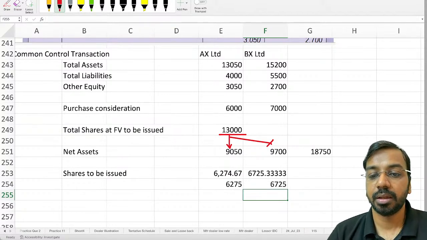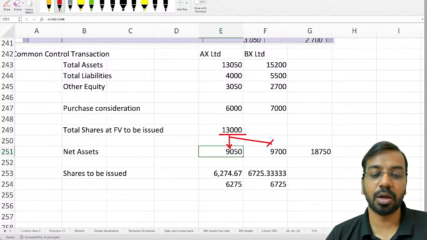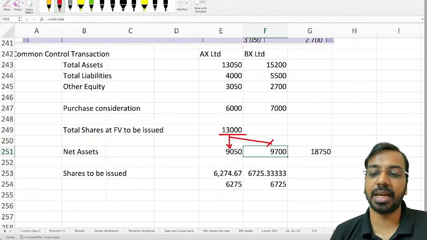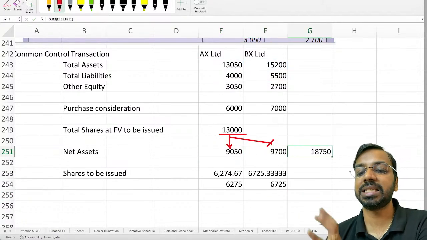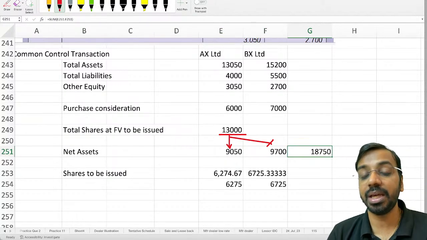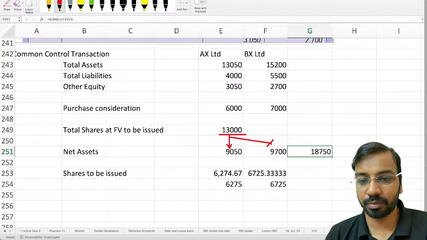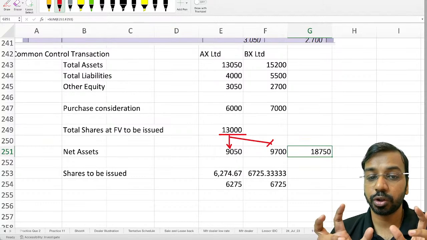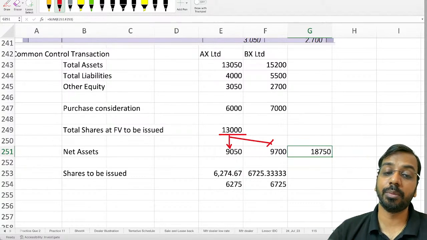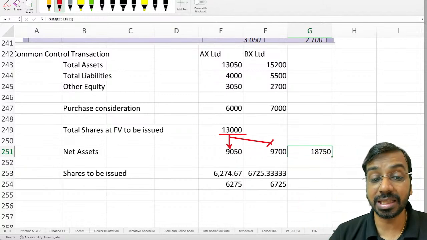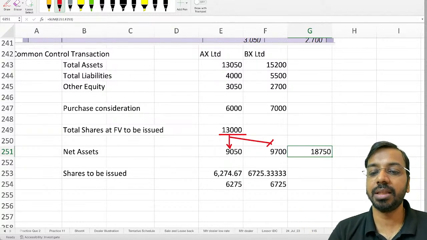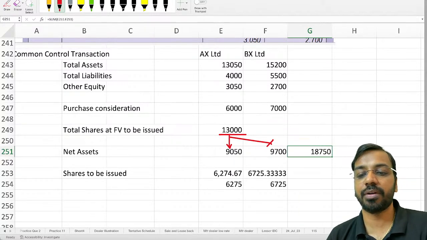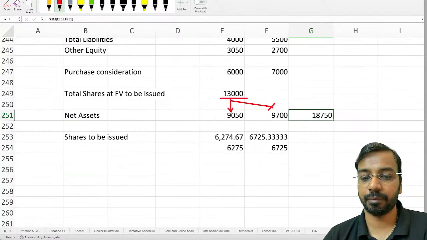Then net assets taken over: 9,050 for the first entity, 13,050 minus 4,000, 9,700 for the second entity. So total net assets taken over is 18,750. In other words, AX Limited gave me 9,050 of net assets. BX Limited gave me 9,700 worth of net assets. Now the total shares that we will be issuing will be 13,000. That 13,000 we have to split between AX and BX in the ratio of 9,050 and 9,700. So we get 6,275 and 6,725.